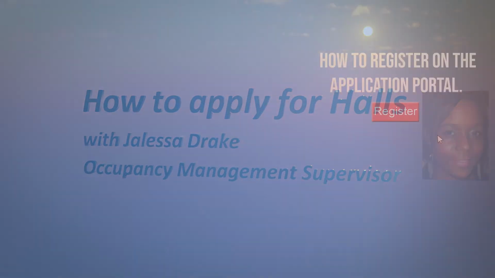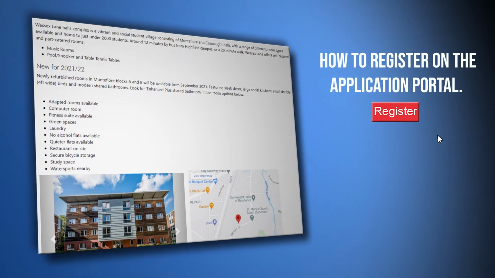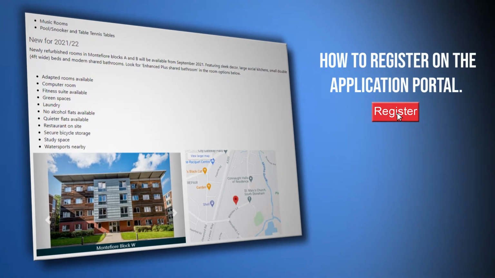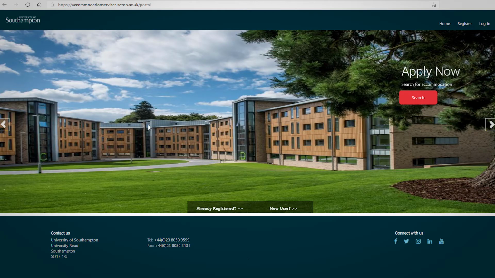To apply for accommodation, you will need to visit our website, which will take you to a link to our application portal, where you will need to register as a first-time user for an account. To do this, you will need a student ID number, which is 8 digits long. You will get this number on your course offer letter.